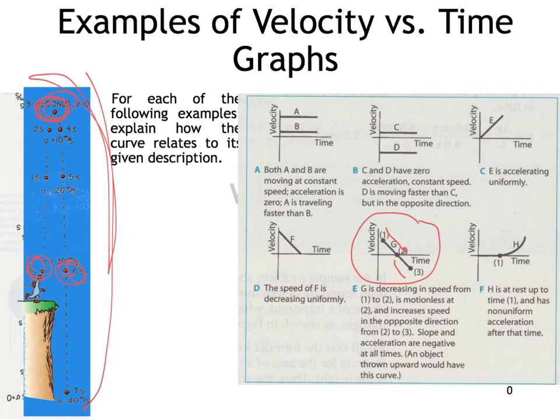And in the last example, right here, it says h is at rest up to time 1. Okay, so we are having 0 velocity up until time 1, and then it looks like it is accelerating over time. And it's a non-uniform acceleration because it's not a flat slope, it's a curving slope.